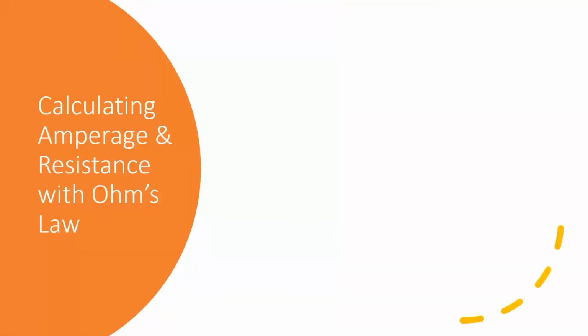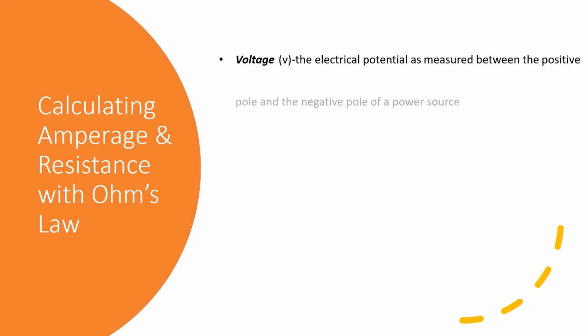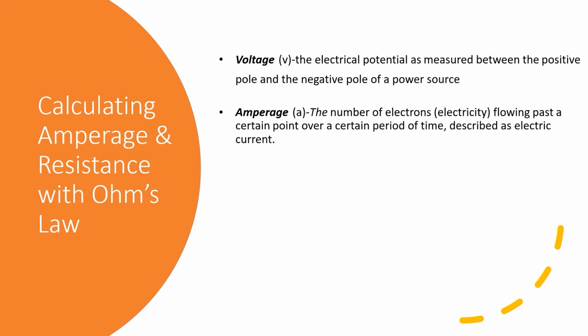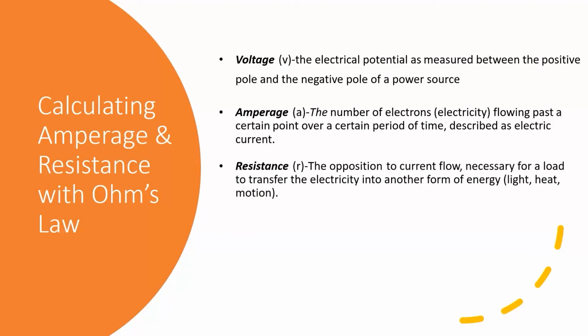Voltage is the electrical potential as measured between the positive pole and negative pole of a power source, while amperage is the number of electrons flowing past a certain point over a certain period of time. Resistance, on the other hand, is the opposition to current flow.